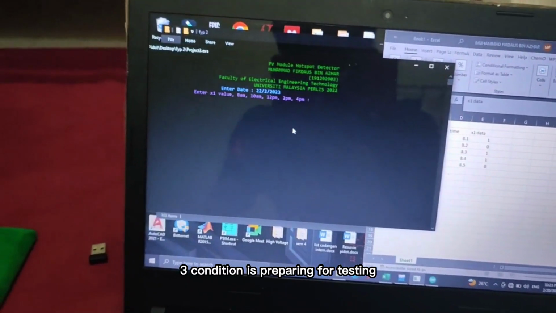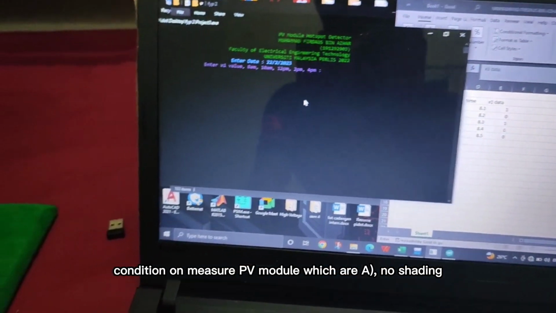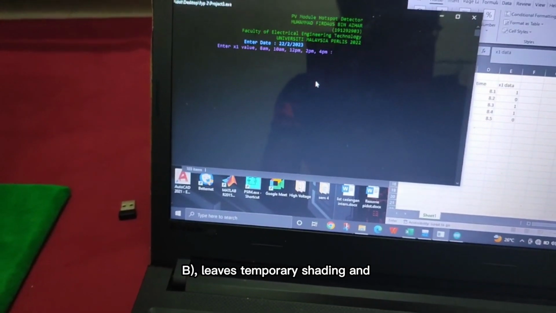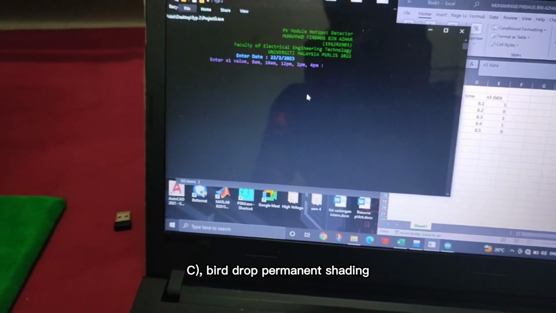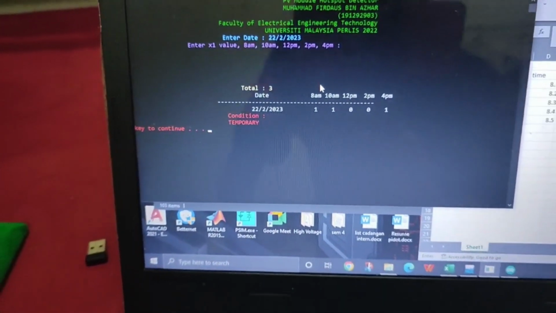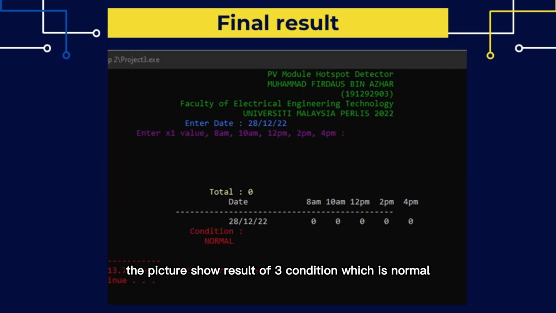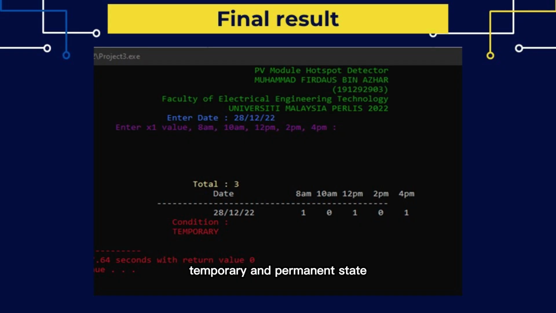Three conditions are prepared for testing on the measured PV module, which are A, no shading, B, leaves as temporary shading, and C, bird droppings as permanent shading. The project is tested by three conditions, which are no shading, leaves and bird droppings. The pictures show the result of the three conditions, which are normal, temporary, and permanent state.